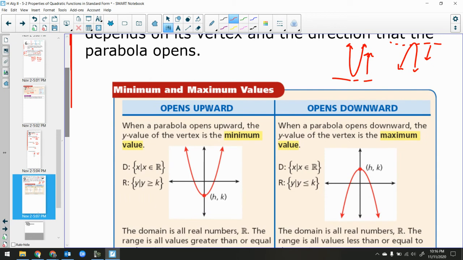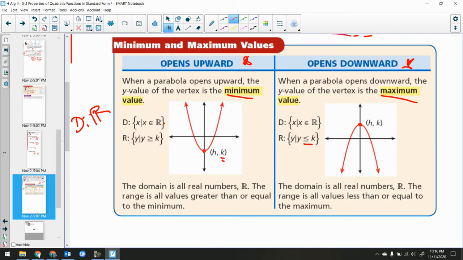Okay, so we can talk about the vertex being a minimum or maximum point when we know whether it opens upward or downward. If it opens upward, then it's a minimum value. The domain is always all real numbers, but the range is all values greater than or equal to the k value of the vertex. The only difference is that if it opens downward and the vertex is a maximum value, the range is going to be less than or equal to that k value. No matter what, domain is all real numbers. The range is dependent upon where the vertex lies. Okay. All right, so let's find it here.